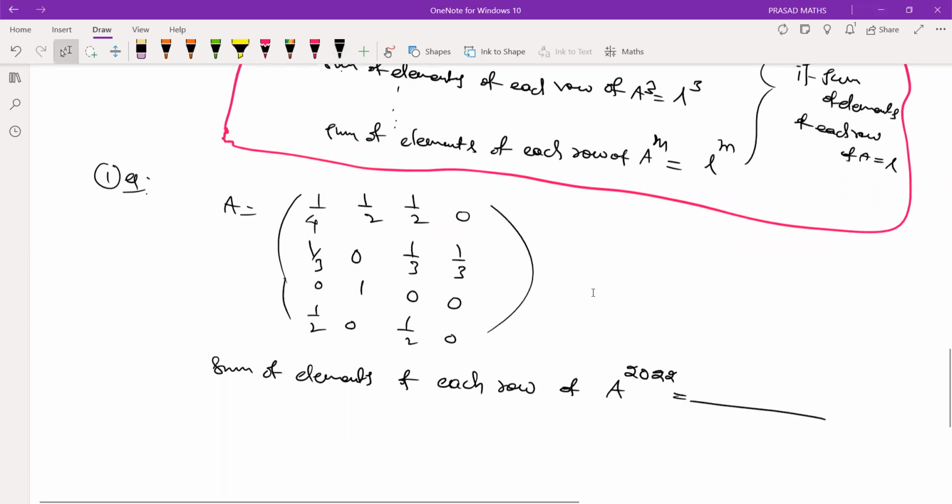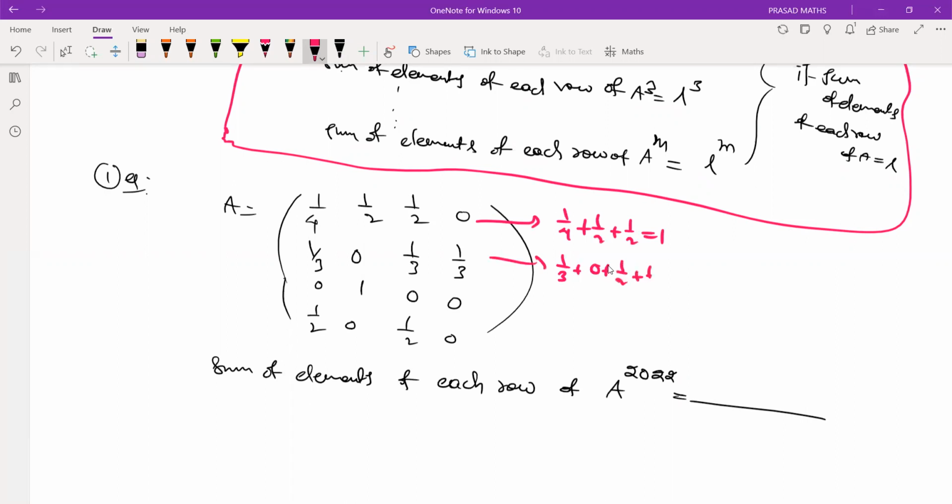Right? What is the formula I'm telling you? Look at the sum of each row. What is that? 1 by 4 plus 1 by 2 plus 1 by 4, what is this? 1 itself. What is this? 1 by 3 plus 0 plus 1 by 3 plus 1 by 3, what is the sum? 1. What is the sum? 1. What is the fourth row sum? 1. So what do you observe? Sum of elements of each row of A is 1.